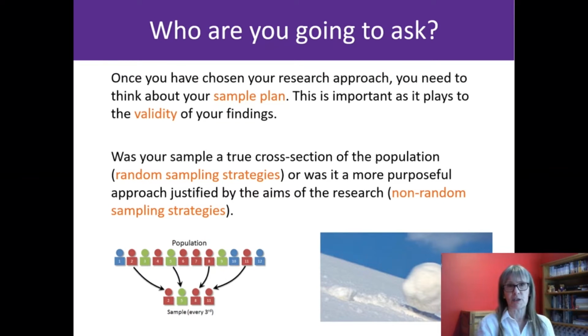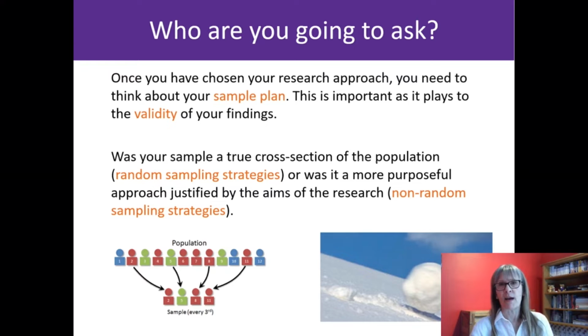Once you've chosen your research approach, you need to think about your sample plan. This is important as it plays to the validity of your findings at the end. Was your sample, the people that you asked, a true cross-section of the population? That's known as random sampling strategies. Or was it a more purposeful approach, justified by the aims of the research, known as non-random sampling strategies?